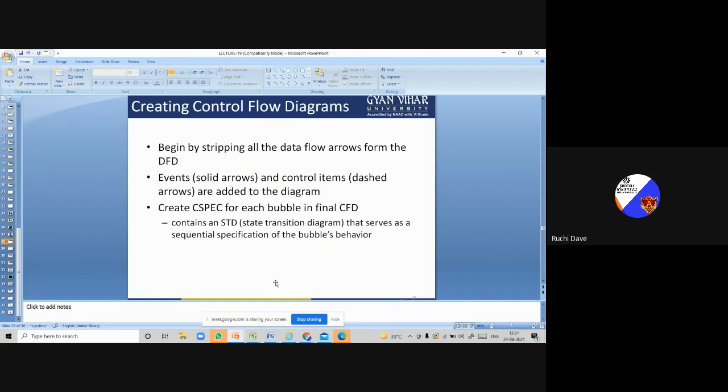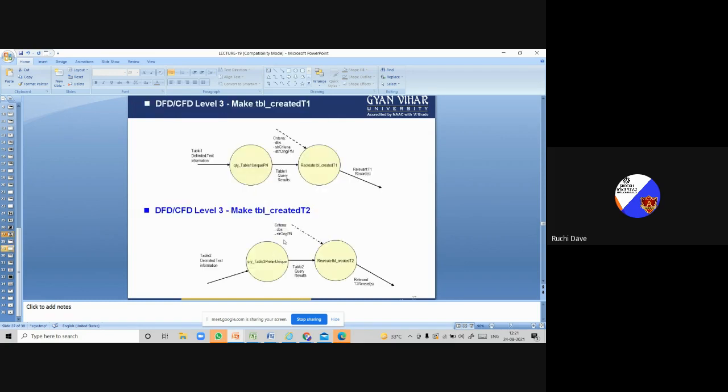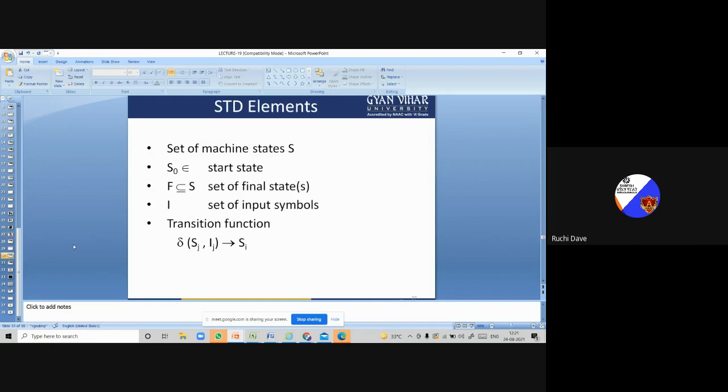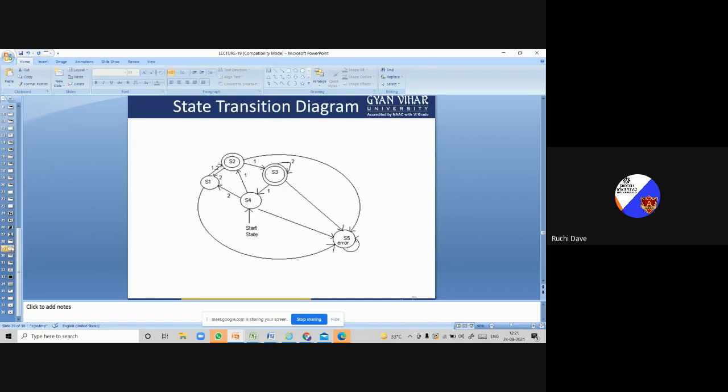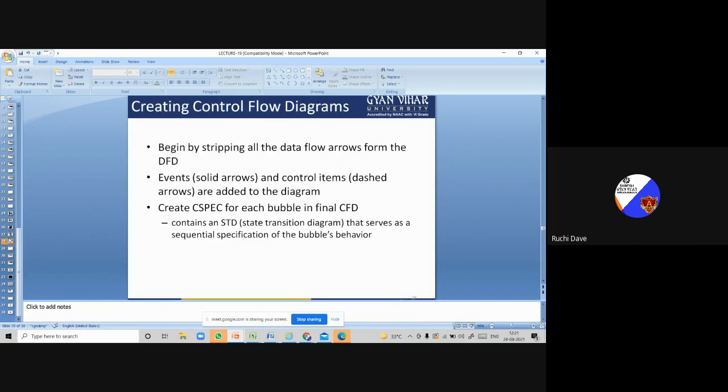Okay, now coming to creating the control flow diagram, beginning by stripping all the data flow arrows from the DFD, event solid arrows and control item dash arrows are added to the diagram. This is what has happened here, right? See, these control criteria and this storing PN are all in dashes, and these are in solid arrows. This is what you did, right? Yes or no? Yes, ma'am.